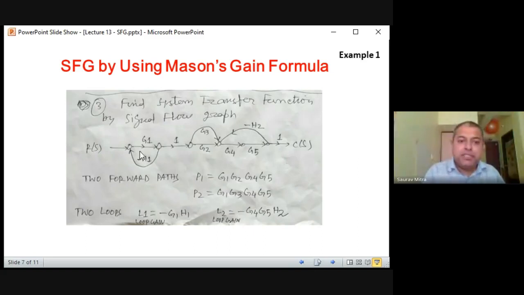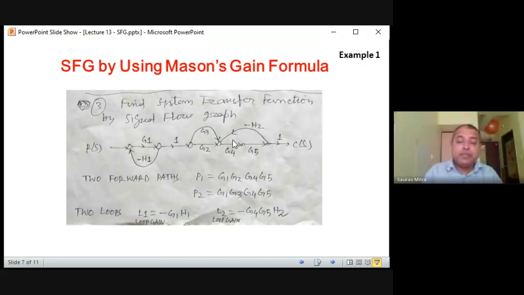And second, there are two loops. Minus G1, H1 is the loop gain for loop 1, and minus G4, G5, H2 is the loop gain for loop 2. And we find that loop 1 and loop 2 are non-touching. So if they are non-touching loops, we can find the multiplication of their loop gains. So another term in the denominator is the multiplication of loop gains of two non-touching loops. Then plus multiplication of loop gains of three non-touching loops, minus. Then plus multiplication of four non-touching loops, and it will keep on going.